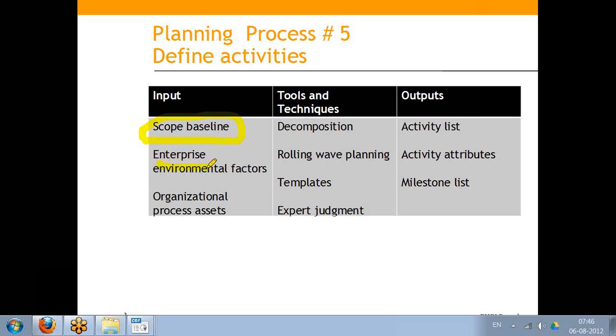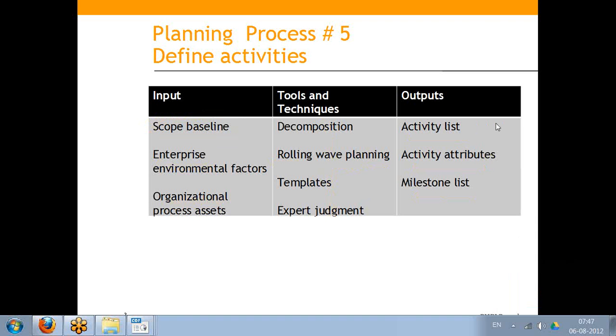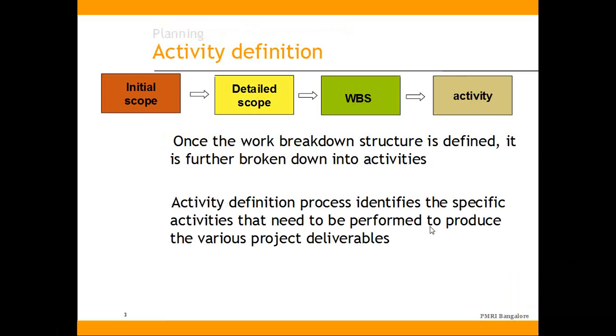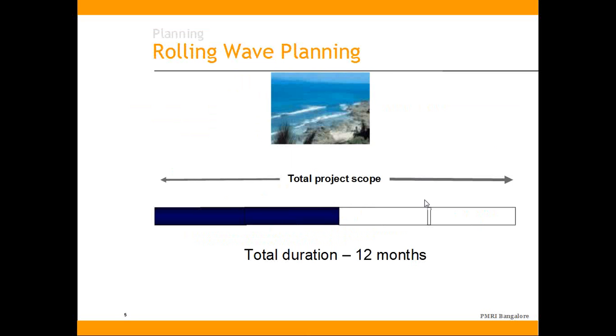And then enterprise environmental factors, organizational process assets, tools and techniques, rolling wave planning and all we'll be discussing as we go along. Then activity output is the activity list, activity attributes, and milestone list. So once the work package is done, you decompose that further into these things, and then this and all you can understand by yourself.